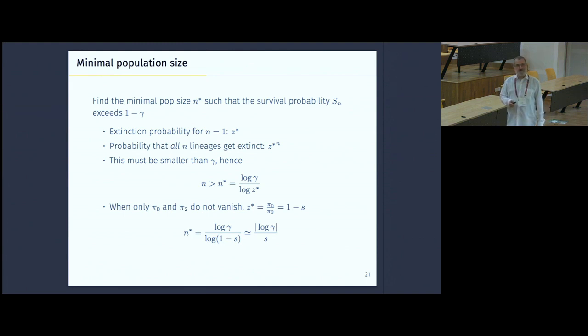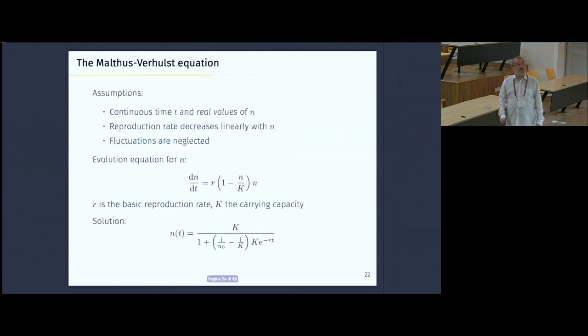So n must be larger than n star, which is given by this equation, log gamma divided by log z star. And in particular, we can use this expression with s, and you find this very nice result. So n star is given by the absolute value of log gamma divided by s, inversely proportional to this s. And this will be useful.